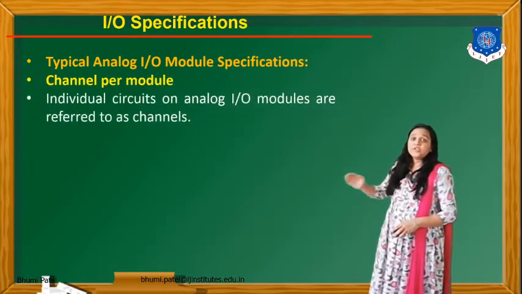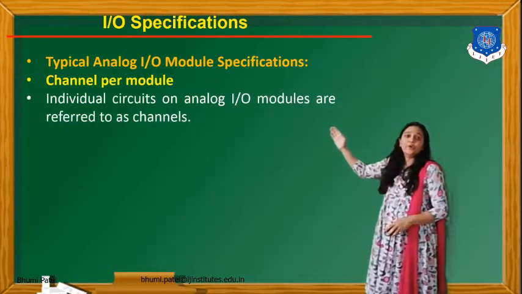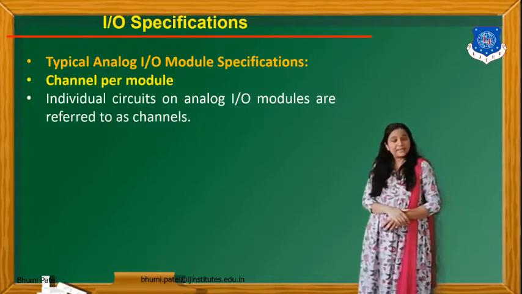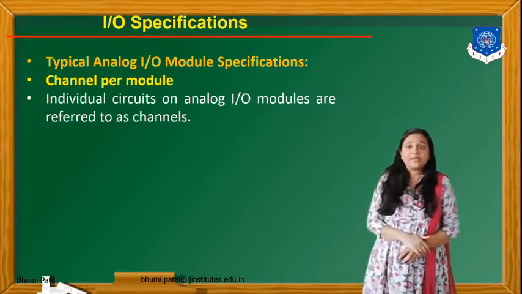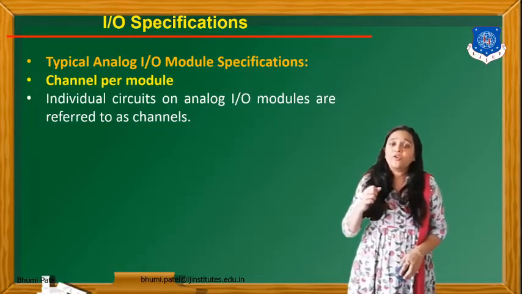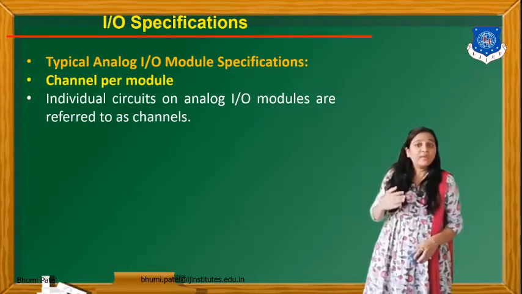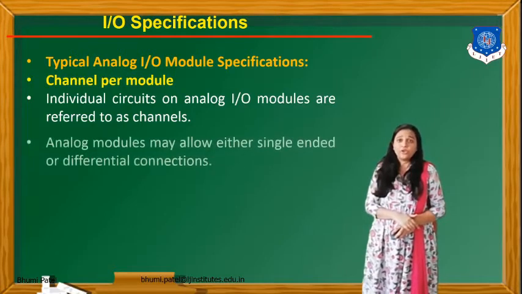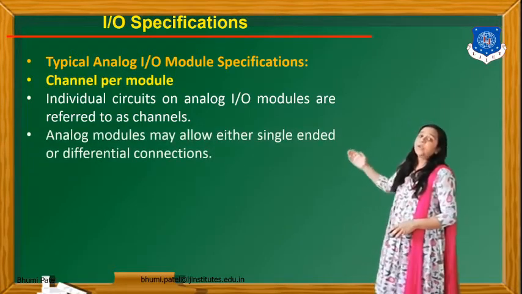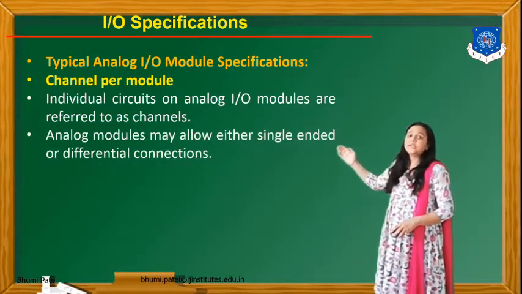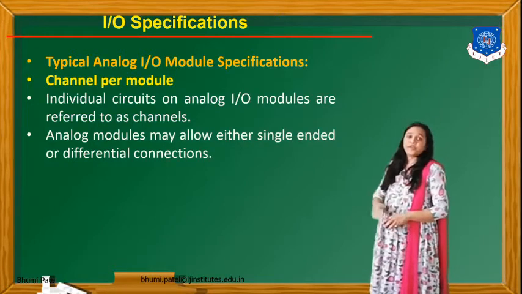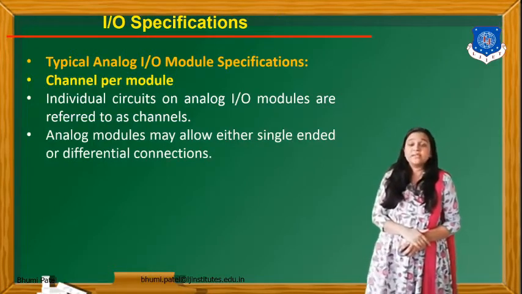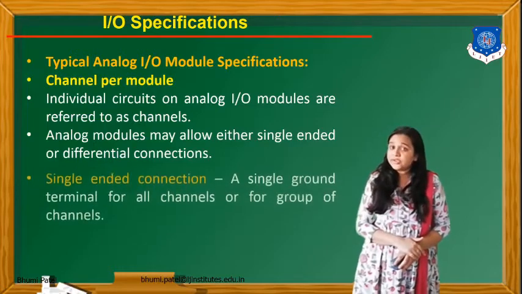An individual circuit of an analog I/O module is referred to as a channel. As we discussed in the last session, for one analog input module, we can connect multiple input channels. Analog modules may allow either single-ended or differential connections. So what is the single-ended connection and the differential connection?